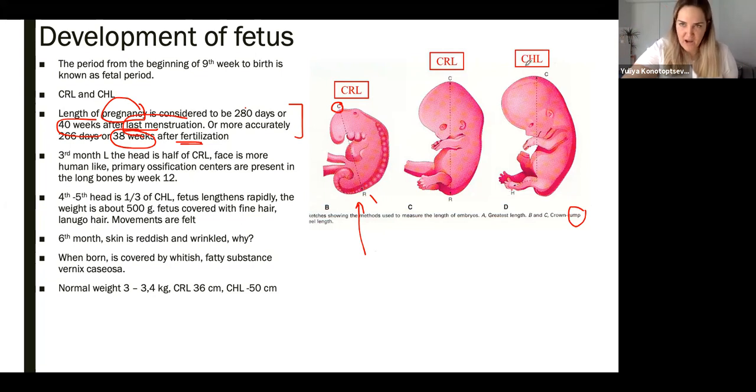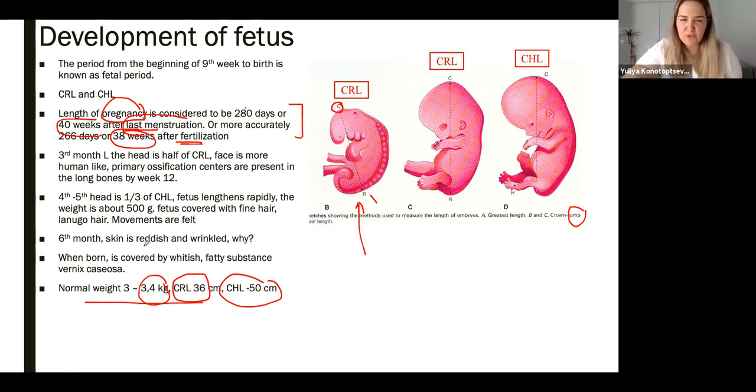Another name for crown heel length is the standing height, because it's from the crown to the heel. Another name for the crown rump length is the sitting height, because it's from the crown to the rump. You need to know that when you're born, you should be about 3.5 kilos, crown rump length 36, crown heel length 50 centimeters. Okay, so yeah.